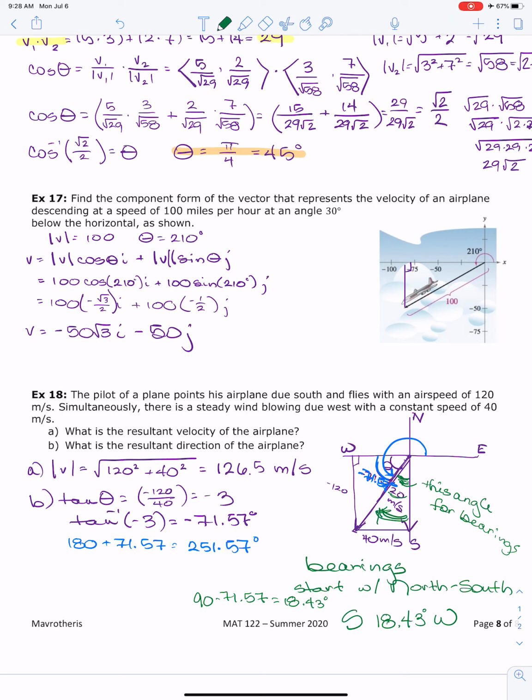And we will talk about bearings more in the next section, but figured I'd throw that in here as long as we had a situation where it would work. And that is the end of the 10.8 notes.